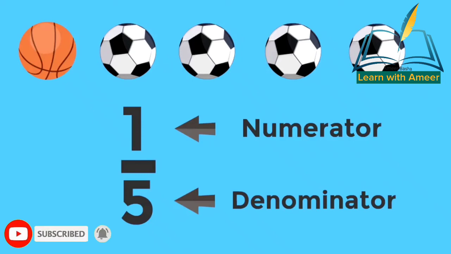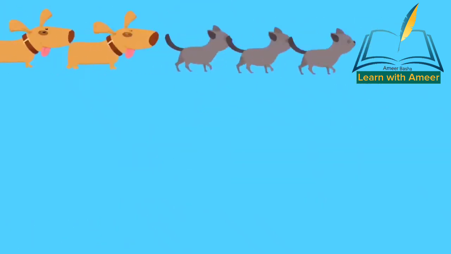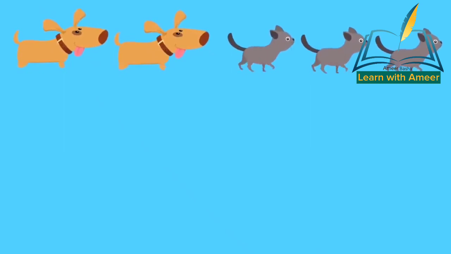Now children, we are moving on to our next example. See here children, we have pets here. 2 pets, dogs and cats. So we have 2 dogs and 3 cats. Now tell me what fraction of cats we are having here. What is it children? What fraction of cats are we having?